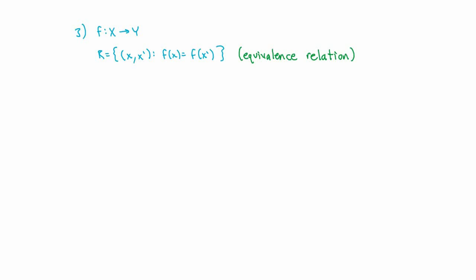Now I want to look at our example from before where we had a function f from X to Y, and we defined the relation R on X to be the collection of ordered pairs (x, x prime) with the property that f of x is equal to f of x prime.